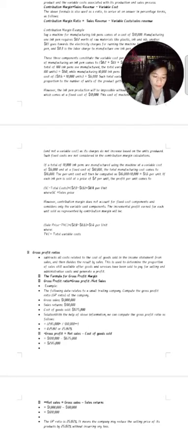The per unit cost will then be computed as $16,000 divided by 10,000 units, which is equal to 1.6 per unit. If each ink pen is sold at a price of $2 per unit, the profit per unit comes to SP minus total cost, where SP means sales price: 2.0, which is the price at which you sell the ink pen, minus 1.6 is equal to 0.4 per unit.